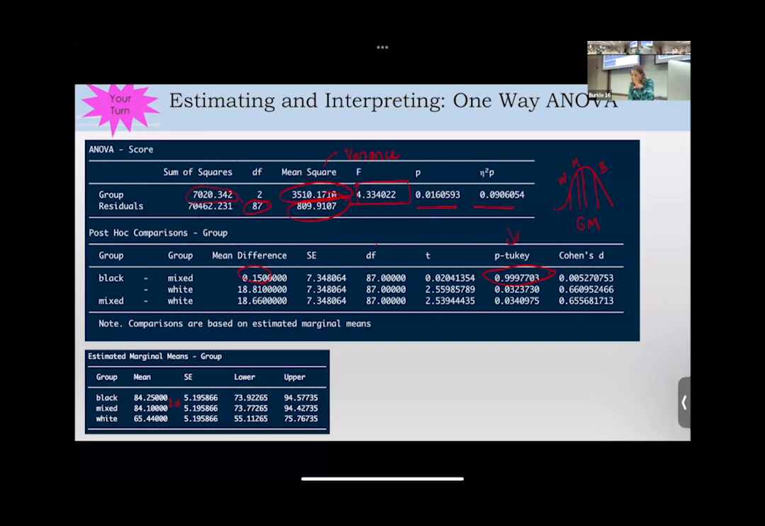So now let's look at an all black room versus an all white room. Is there a difference? In our sample, our descriptive stat, 18.81. Yes, it's significant. So we can infer that if we collected every black student and we did this, we would see a significant difference between being in a room with all black students and all white students. And then, is there a difference between mixed and white?